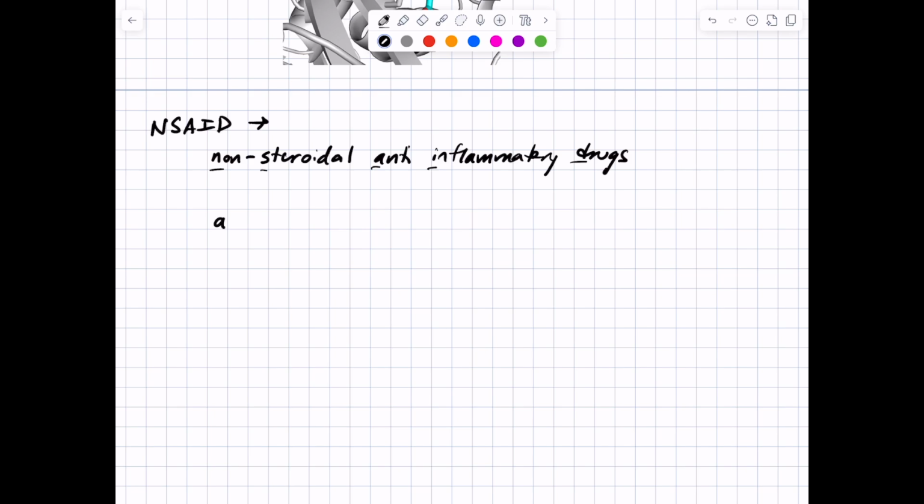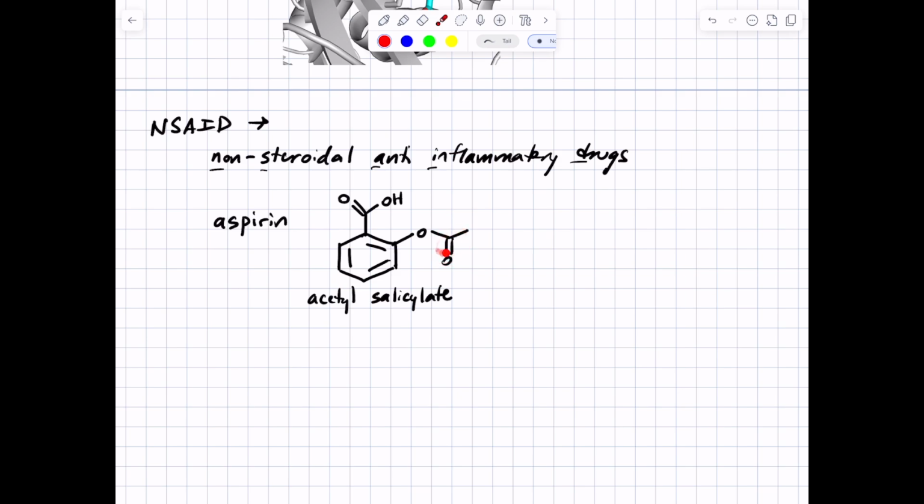Classic examples of NSAIDs are aspirin. The structure of this is quite simple, and you could probably ask a sophomore level organic chemistry class, based on what they had learned, can you make this molecule? And they'd probably be able to do it. It's got a carboxylic acid here and an ester here. Its non-trade name is acetyl salicylate. When the ester is gone, it's called salicylic acid.